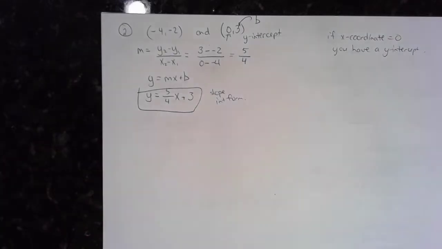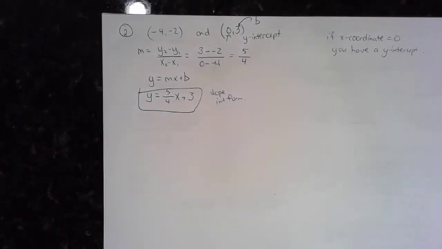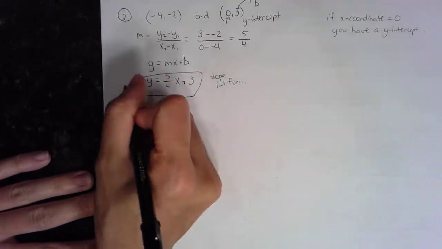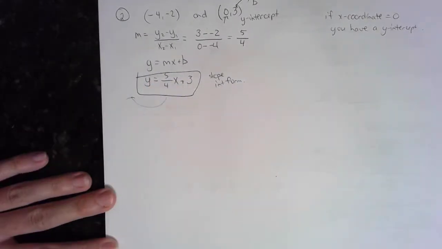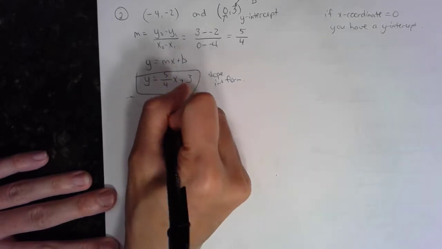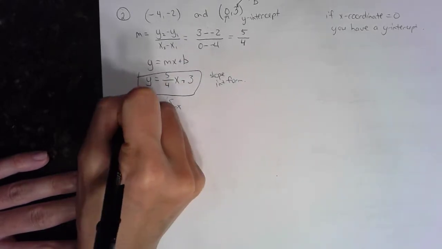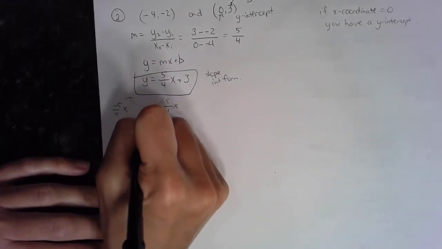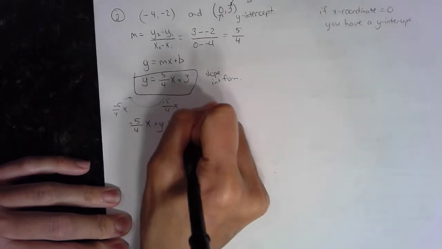So I'm going to also show you how to convert that into standard form just in case you're asked for that. And it's the same thing. I've got to get my x term to the left-hand side. So it's got to move over. And if I'm moving it across the equal sign, I'm going to do the inverse operation. So in this case, I'm subtracting the whole thing. So I have a negative 5/4 x plus a y is equal to 3.